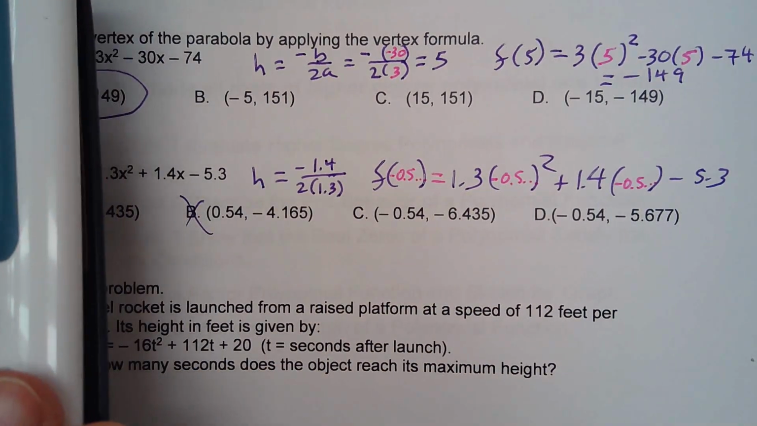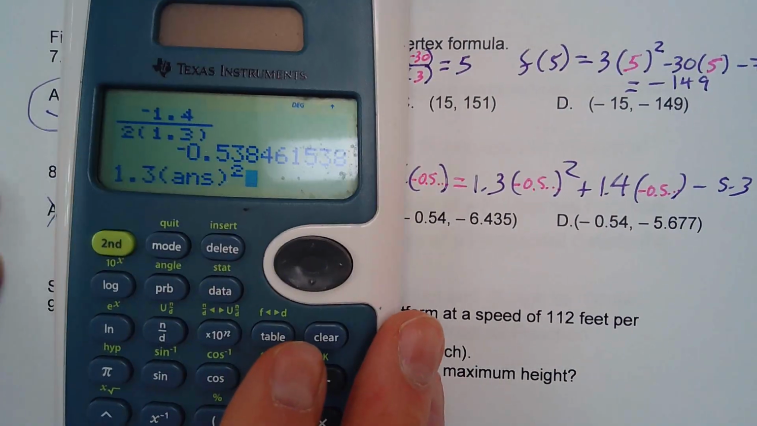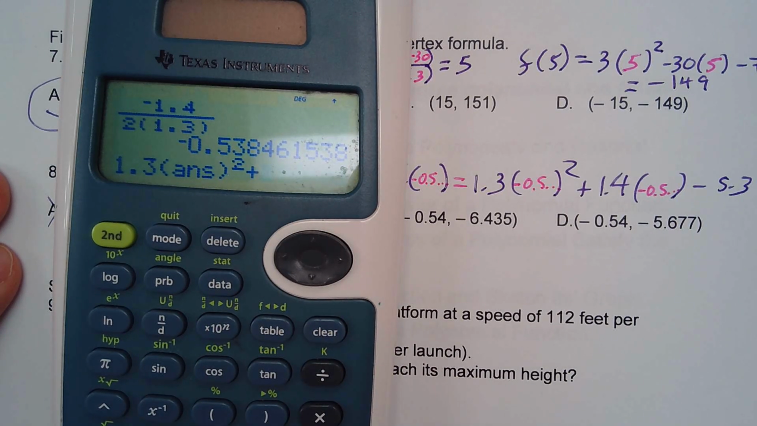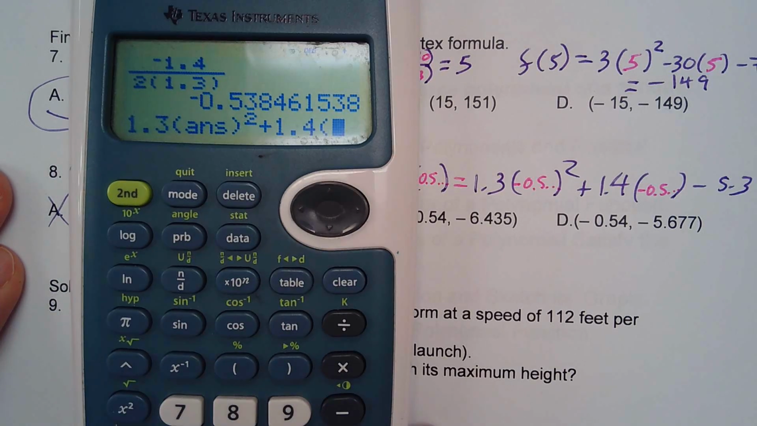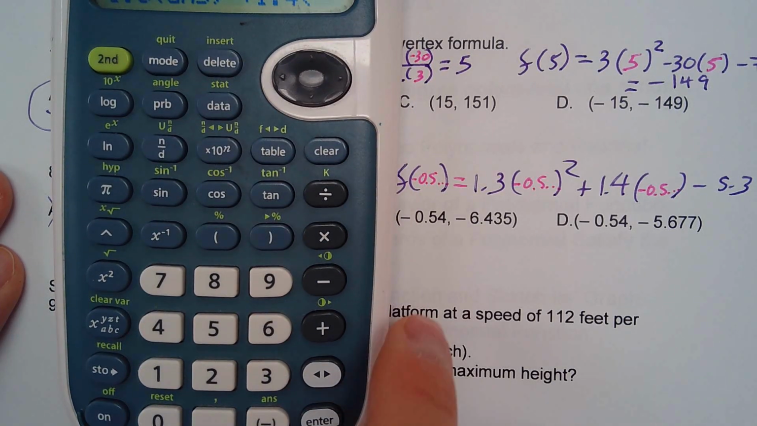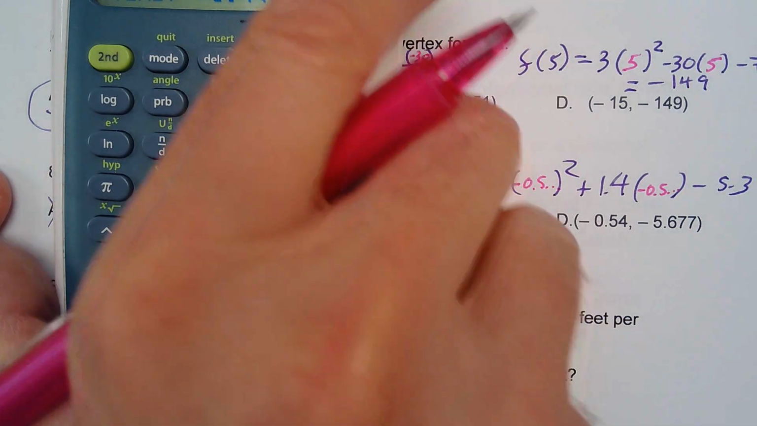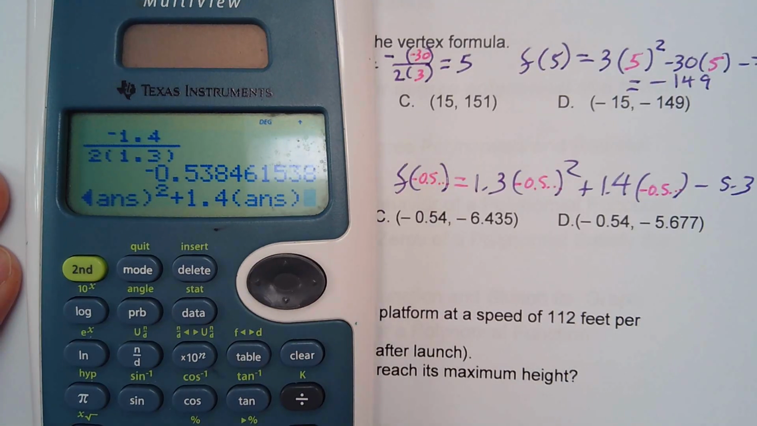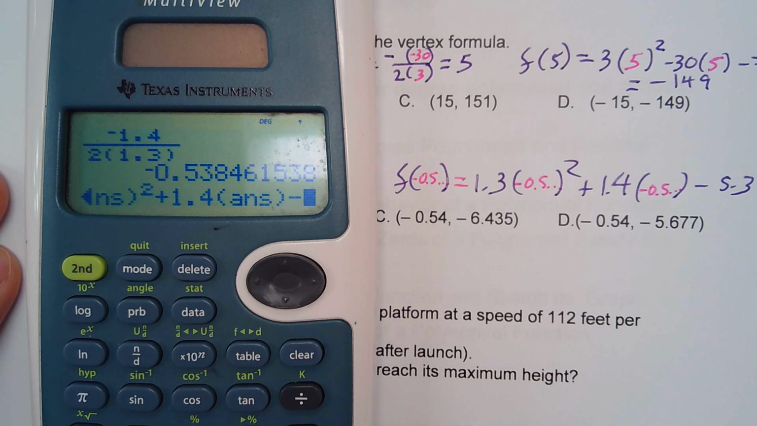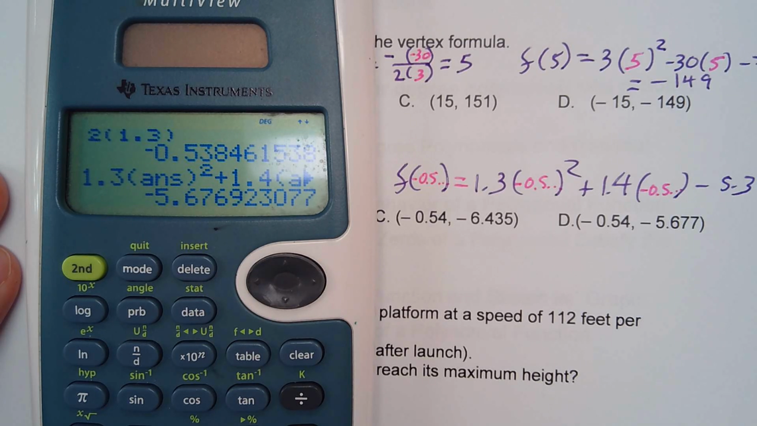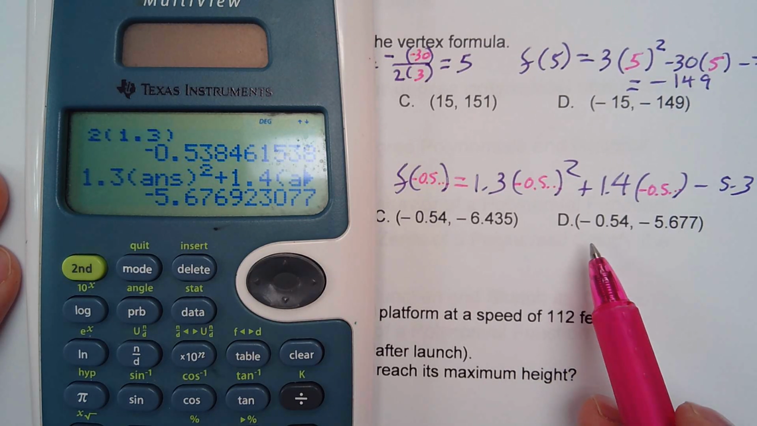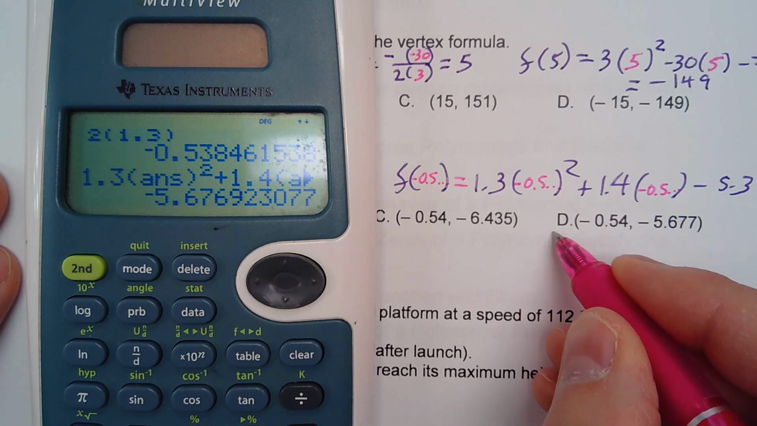And then we have plus 1.4 parentheses. Now I'm going to do the same thing. Second, previous answer, close it. And then minus 5.3. And it looks like D is going to be my answer.